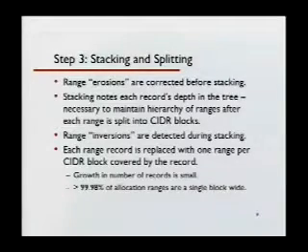And once we've resolved all of these anomalies, each range record is replaced with 1 range per CIDR block that's covered by the record. It turns out that 99.98% of allocation ranges are actually in terms of CIDR blocks, so the growth in the number of records is relatively small. As we saw, it's 2.06 to 2.12 million.